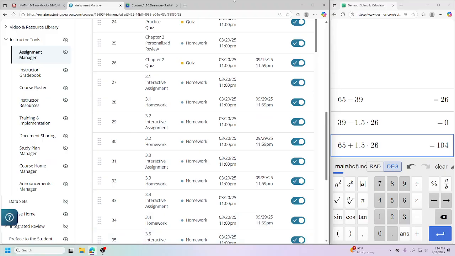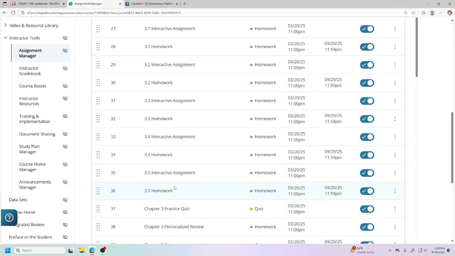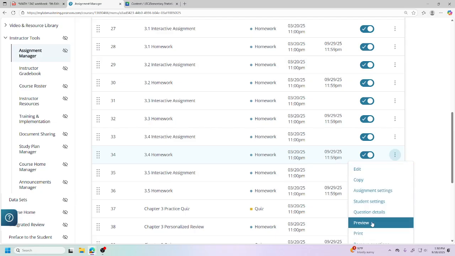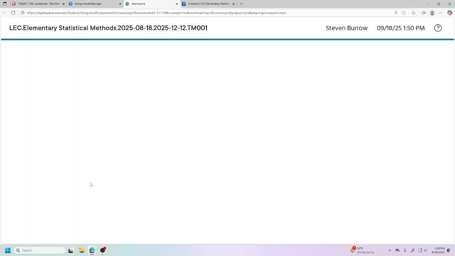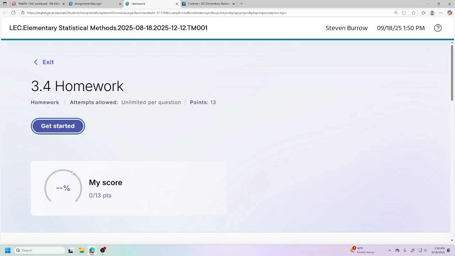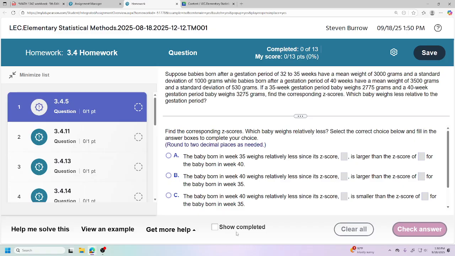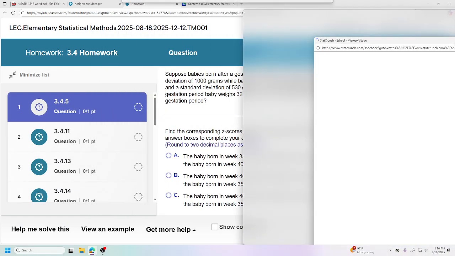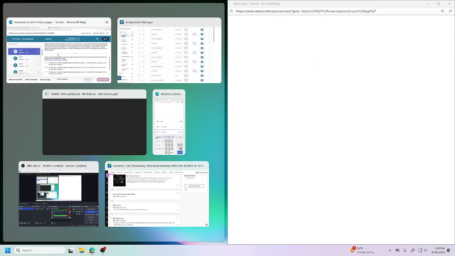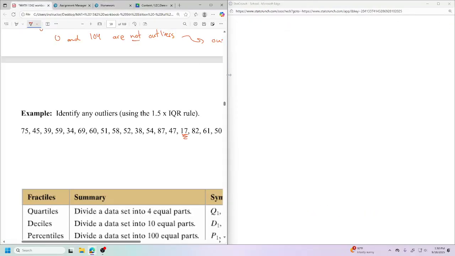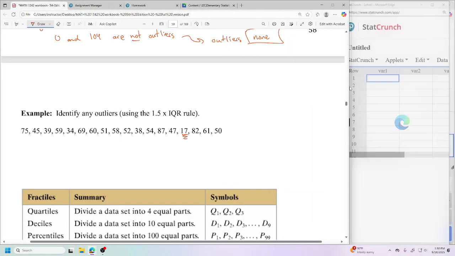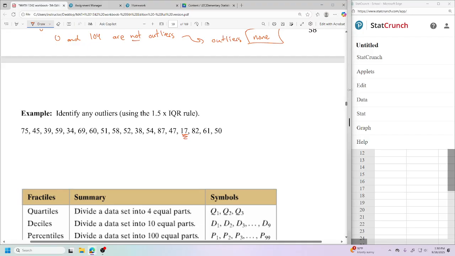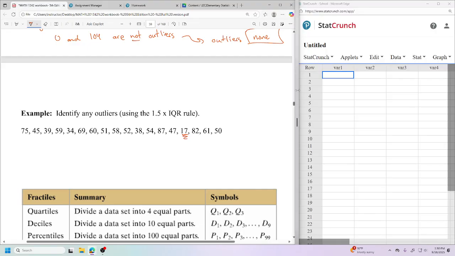But let me do that. Give me a second here. And preview. Okay. StatCrunch. And that's fine. That's good. There we go. I'm going to squeeze it a little bit because we don't need all that stuff. That does not look good. Okay, that'll be fine. Okay, so I'm thinking the 17. Well, what I'm going to do is I'm going to put it in.